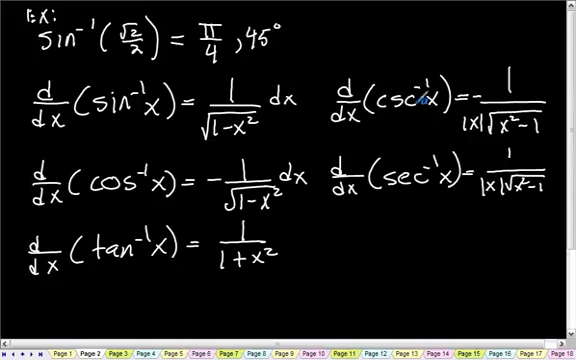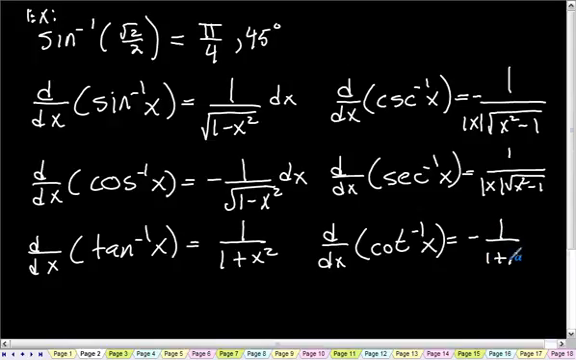Remember that cosecant is 1 over sine. Secant is 1 over cosine. Some students get confused because it starts with a C. Cosecant actually goes with sine. Secant actually goes with cosine. And the last one, the derivative of the inverse of cotangent of x, equals negative 1 over 1 plus x squared. That's the second chart that you have to memorize.